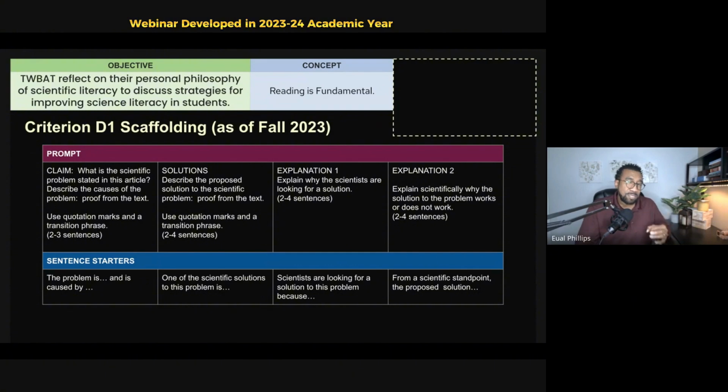So when it comes to scientific literacy, the two main components are the explanation of scientific knowledge and then discussion and evaluation of its application and its significance. So criterion D1 is the explanation of the science, and these are all of the prompts that I provide to my students. I give them opportunity to describe the problem, describe the solution, explain why scientists look for the solution, and explain the science behind how the problem actually works. Today, I've even given them sentence starters, especially now that I have some English language learners in my classroom.